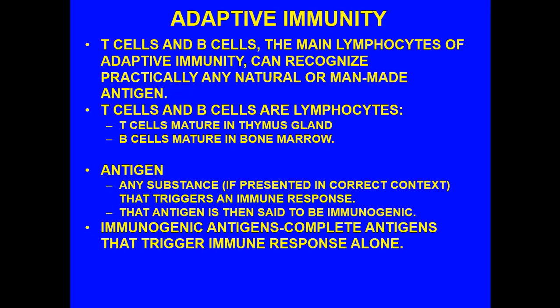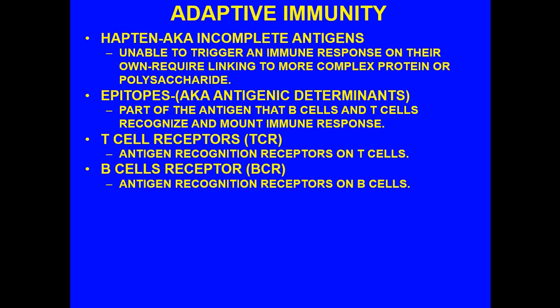When we define the term antigen, that's any substance, if presented in the correct context, that triggers an immune response. That antigen is then said to be immunogenic. Immunogenic antigens can be complete antigens. They trigger the immune response alone. Well, that's interesting, but what about haptens? Now, if you remember either in your anatomy and physiology, or in earlier parts of medical microbiology, sometimes you get these incomplete products. Think of them as almost like half of an antigen, not necessarily half, but I just want to give you it as an example.